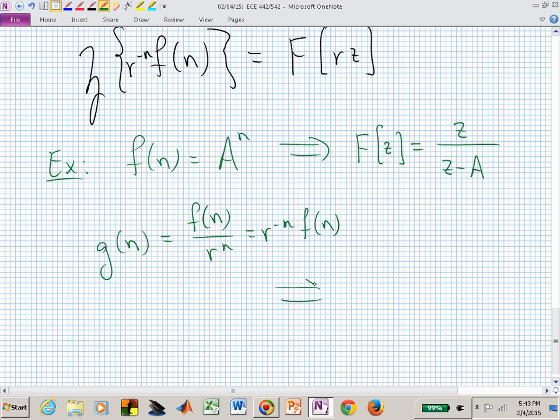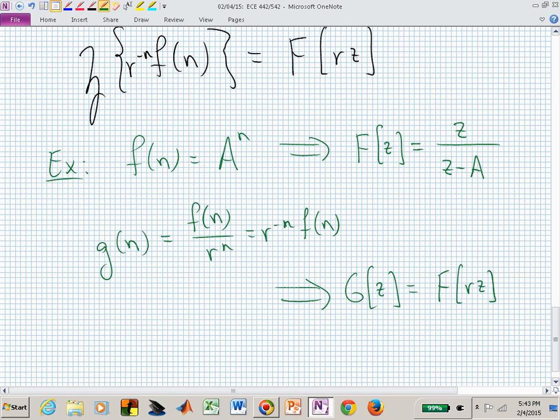Then what is capital G of z according to this property? And you wouldn't even have to derive the z transform of little g of n from the time domain expression if you already know the z transform of little f of n. What does that property tell you to do? If you wanted partial credit, you would do this, right?